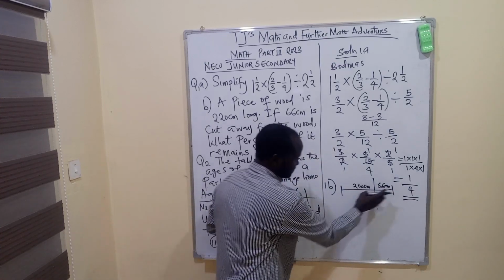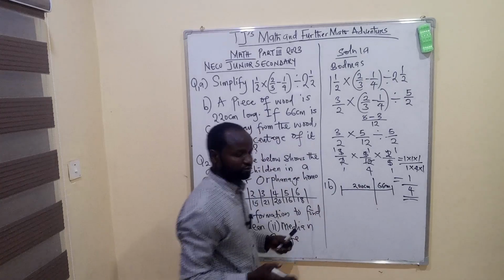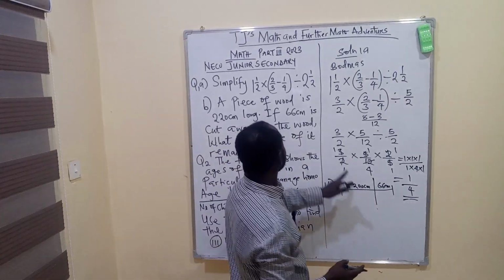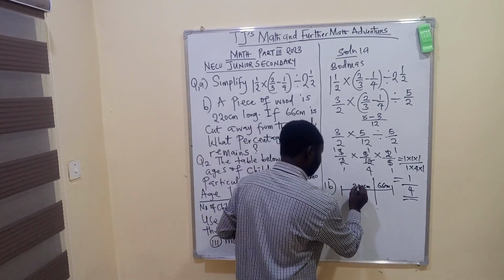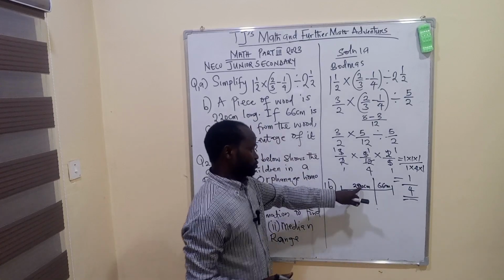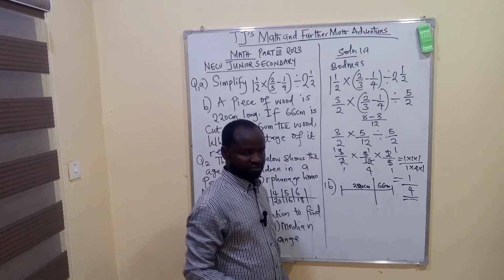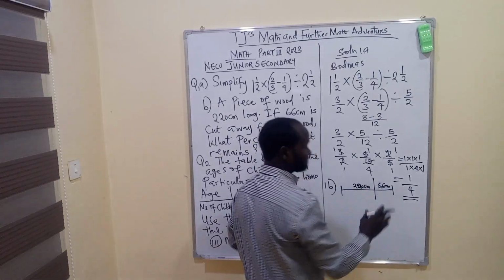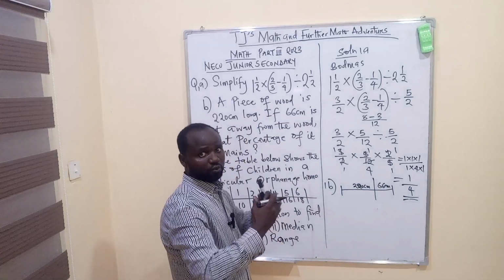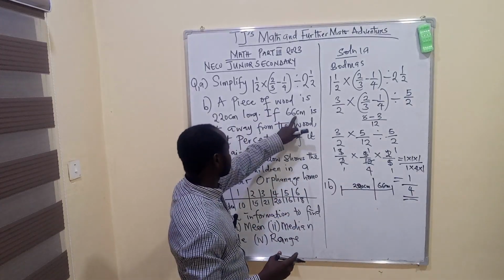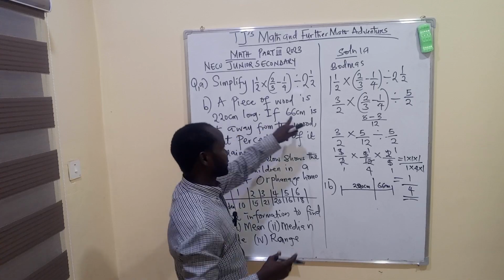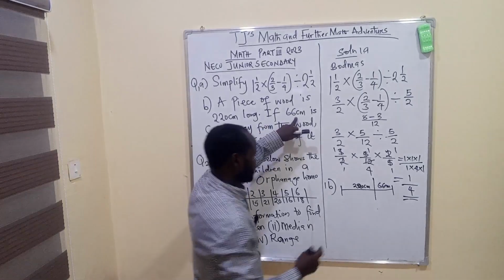So if we cut out 66 cm out of this, we'll be left with what? Meaning we have to say 220, sorry, this is 220. So 220 cm minus 66. That's how we can find the remaining after we cut out. To cut out 66 cm means it will be 220 minus 66 cm.